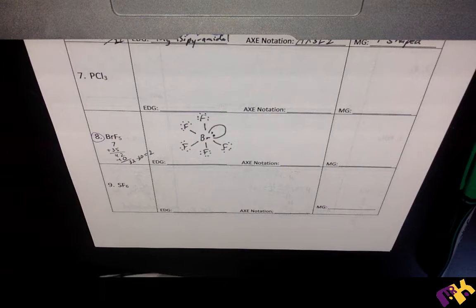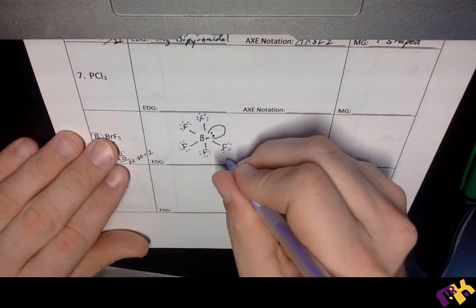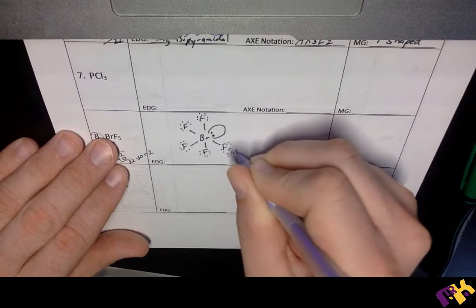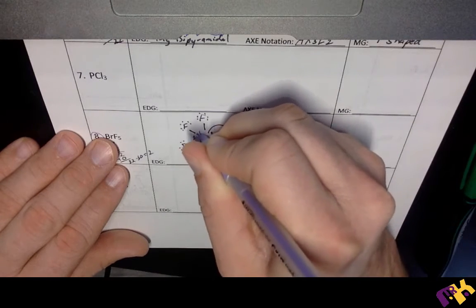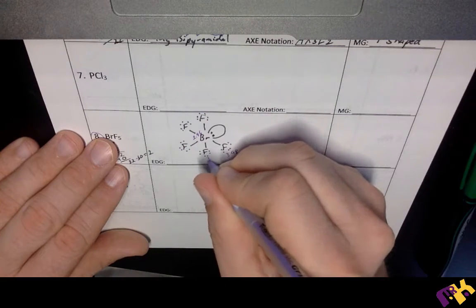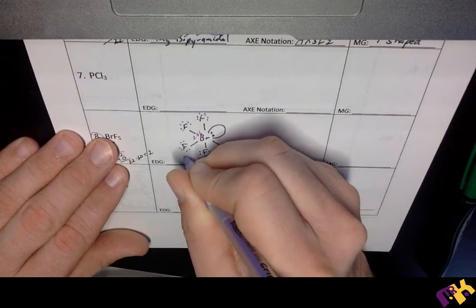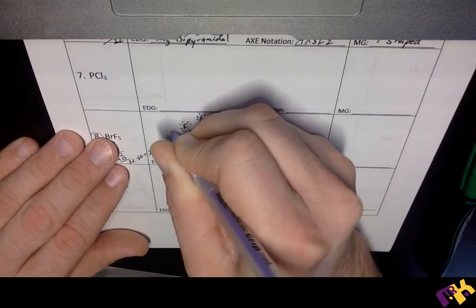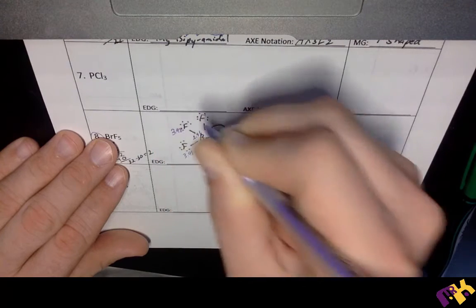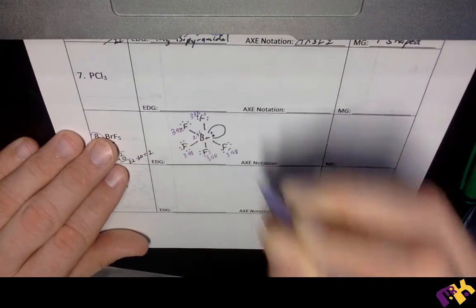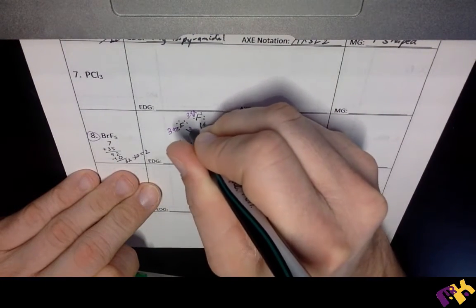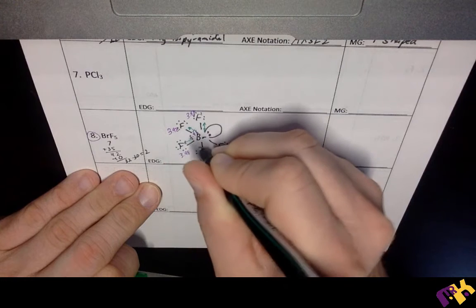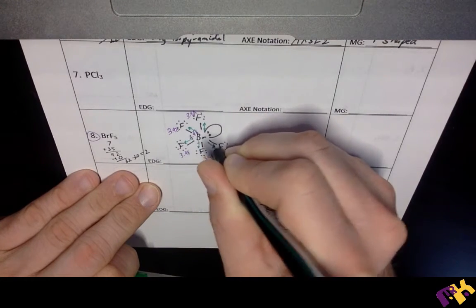And let's determine electronegativities. We know that fluorine will probably be the most electronegative with 3.98. Bromine will be 2.96. So we know that the dipole arrows are going to point out to the fluorines. So from bromine to fluorine, bromine to fluorine, bromine to fluorine, and so forth.